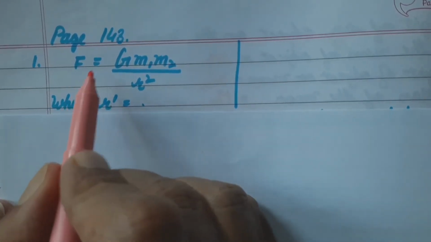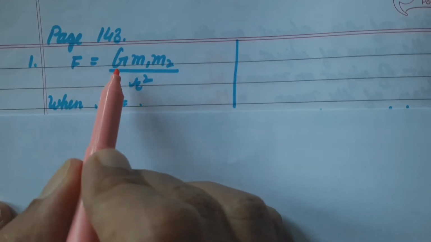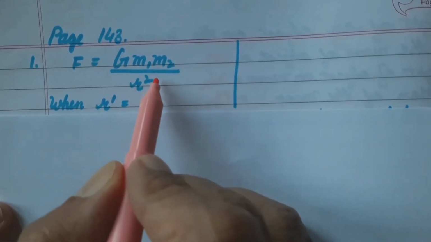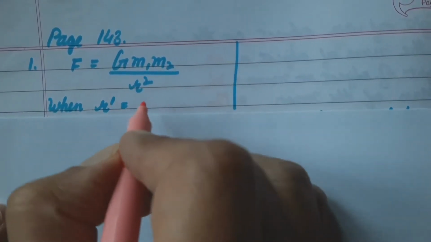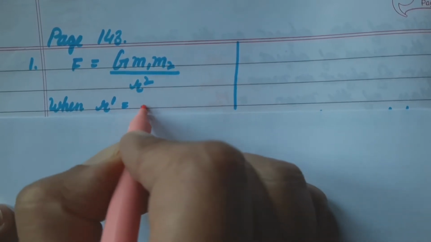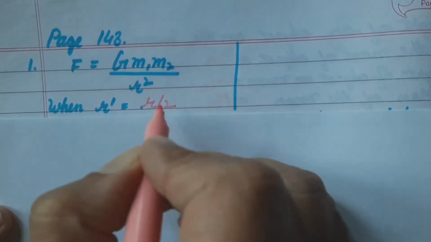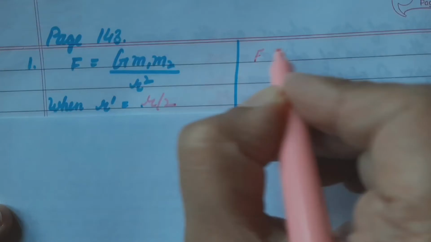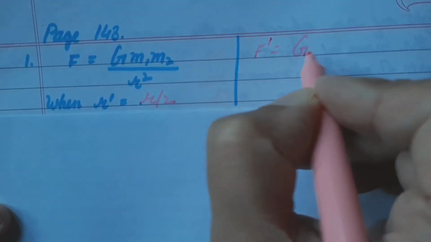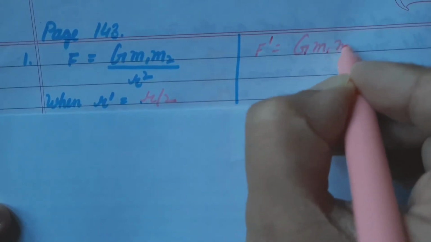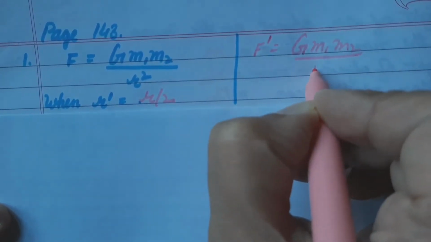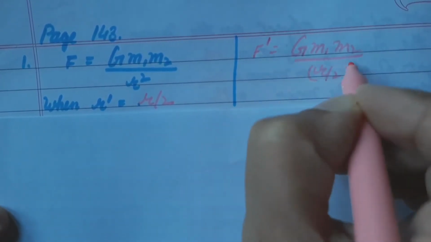From the universal law of gravitation, F equals G m1 m2 upon r square. According to the question, r dash will become r by 2. Let us fill the value here. F dash equals G m1 m2, and the radius will become (r by 2) square.